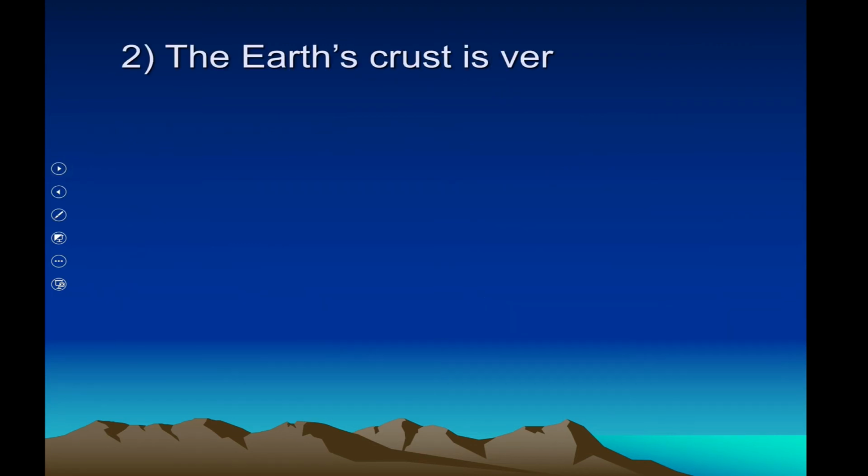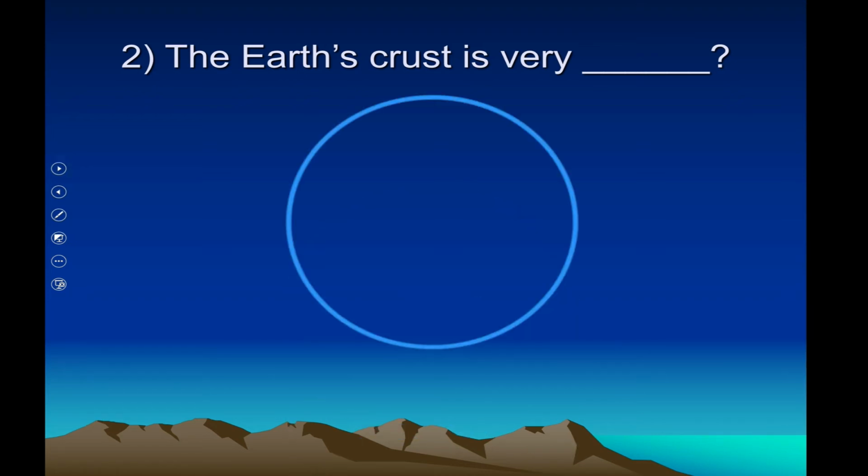Question 2. The Earth crust is very hot, or very thick, or very thin, or very liquid. Which one? What can be the Earth crust? It's thin according to the other layers of Earth, about 5 to 7 kilometers thick.